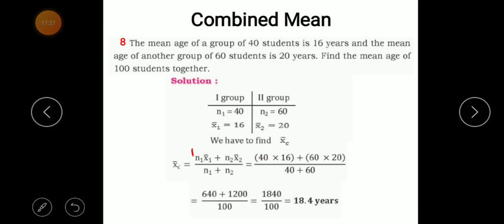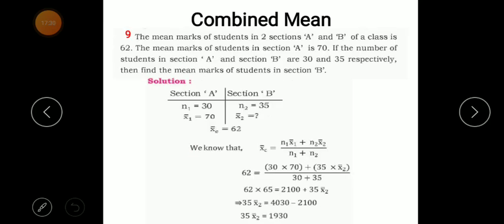Then this is about combined mean. I have not given much into that. Now, what little variation in combined mean can come? Let us see this problem.